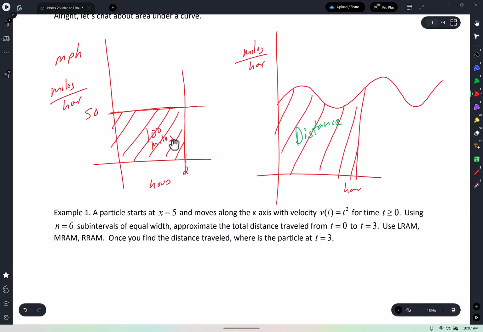All right, we're going to go slow. We don't know how to integrate yet. We don't know how to find the perfect area under the curve. So we're going to find it the easy way with geometry. We're just going to break it up into pieces and add them up. That's it. That's all we're going to do. Does that make sense?